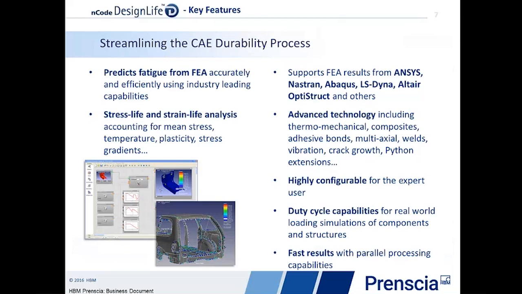It uses results from FE analyses to develop load and then stress histories, allowing us to do fatigue. It has a wide range of fatigue capabilities: stress life, strain life, composites, high temperature. It also has unique capabilities for things such as welds, which we're going to focus in on today. Its input is from leading FE analysis packages such as ANSYS, Abaqus, OptiStruct, Nastran.